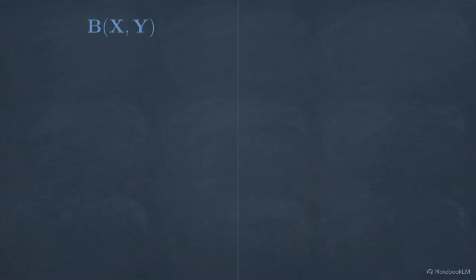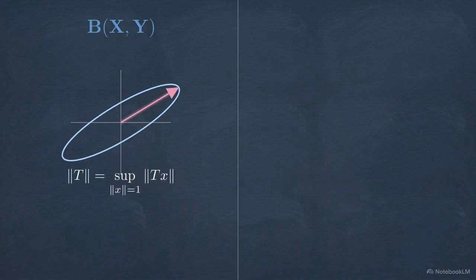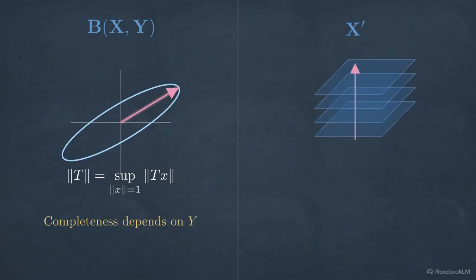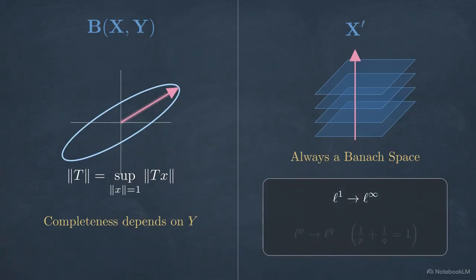We took mappings and grouped them into the operator space B(X, Y). We measured them by their maximum stretch on the unit sphere, and found that their completeness relies entirely on the target space. On the right, we narrowed our focus to the dual space, X prime. By mapping directly to complex numbers, this space of parallel hyperplanes guarantees its own completeness, allowing us to map sequence spaces like L^p directly to their L^q duals.